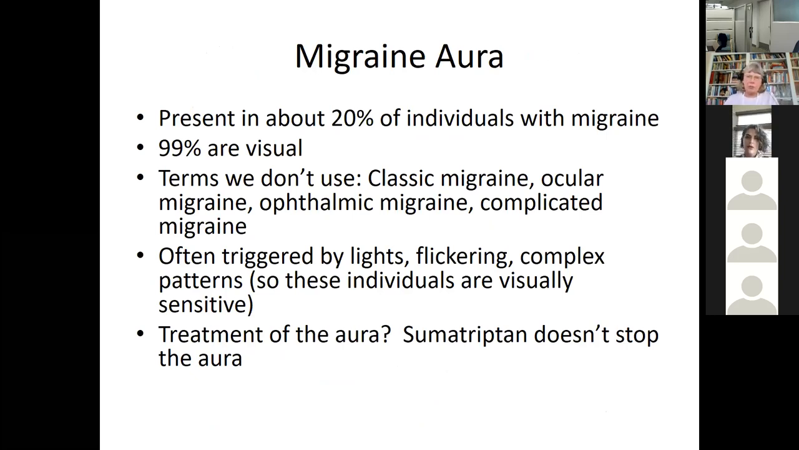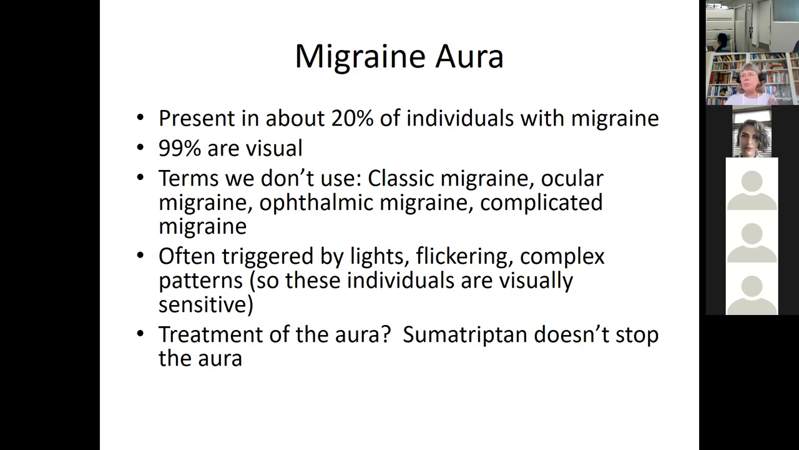Most are visual. We used to use the terms classic migraine to indicate migraine with aura, and then common migraine to be migraine without aura. We don't use that terminology anymore. Another terminology you hear people using is ocular migraine. There's no such thing as an ocular migraine. Ophthalmic migraine, complicated migraine, these are terms that are not used.